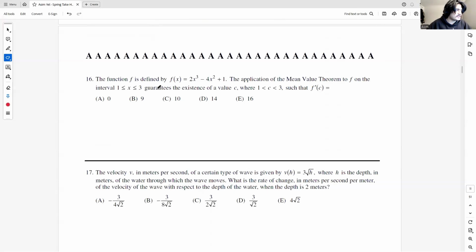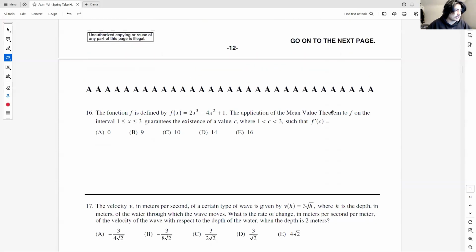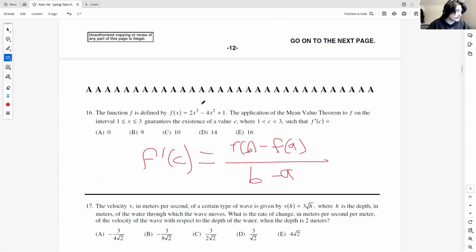The function f is defined by this. The application of the mean value theorem to f on the interval guarantees the existence of a c value where, blah, blah, blah. So guys, the mean value theorem: f prime of c equals f of b minus f of a over b minus a. So it means that there should be a c value in this interval where the slope will satisfy this.